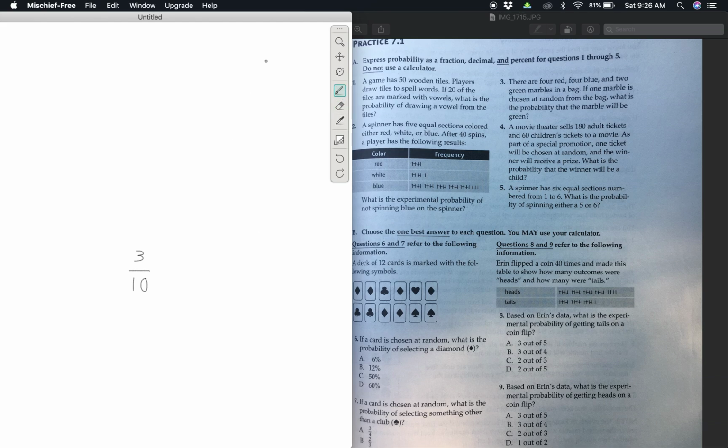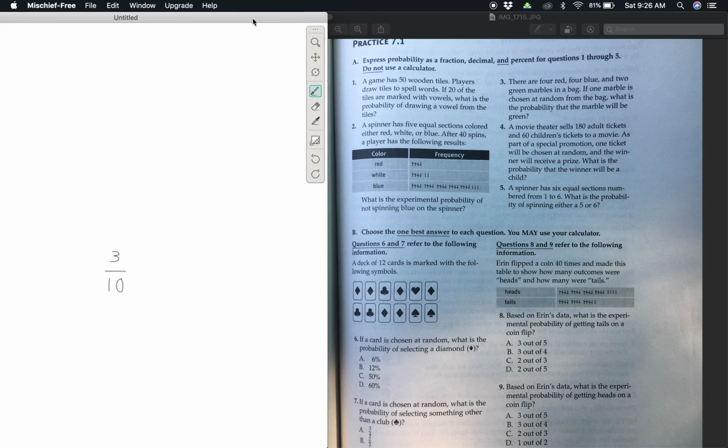The fraction is 3/10, which we know is 30%. And in decimal form, it is 0.3, since they do ask for fraction, decimal, and percent. So this is 30%. So that would be it for this. The likeliness that they do not land on blue is 30%.